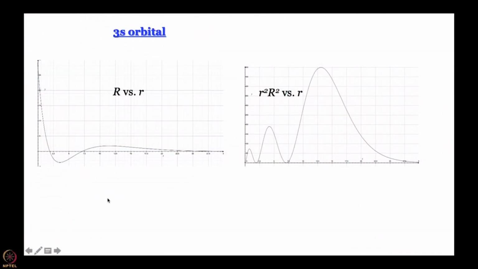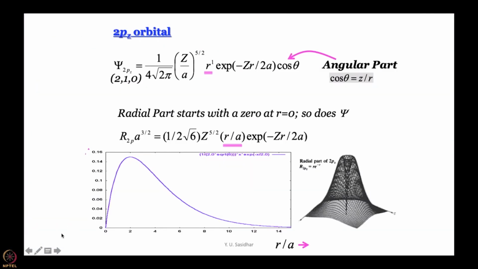We are discussing hydrogen atom wave functions. We have shown you some beautiful pictures and we have learned how to depict s orbitals: 1s, 2s, 3s. We have learned how nodes come. We have also learned what happens when we multiply them by r square and generate the radial probability distribution function.